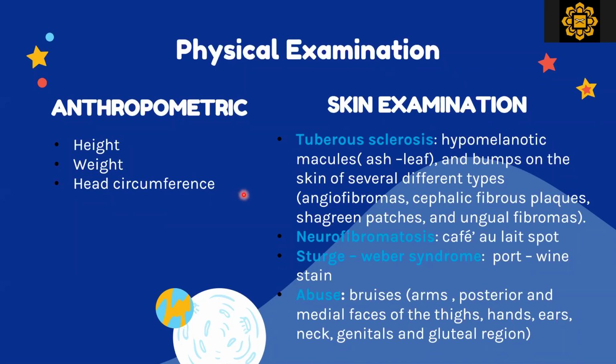And then for the skin examination, like I mentioned before, there are some cutaneous stigmata of neurocutaneous syndromes that are associated with epilepsy, such as tuberous sclerosis, neurofibromatosis, Sturge-Weber syndrome, and then if there is abuse, of course, there are bruises. Okay.